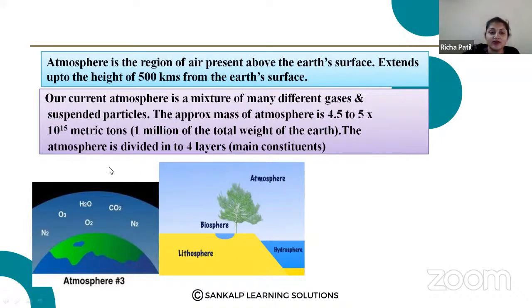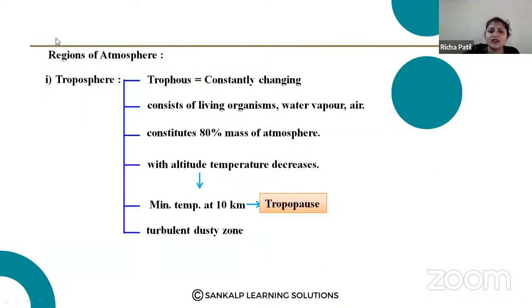This atmosphere is further divided into four layers: troposphere, stratosphere, mesosphere, and thermosphere. These are the four main spheres we will see. The regions of the atmosphere, the first is the troposphere. It is the first layer, and it is called tropos.